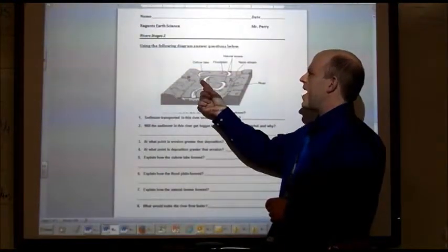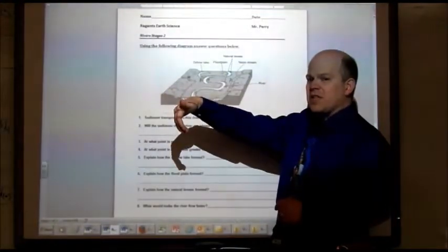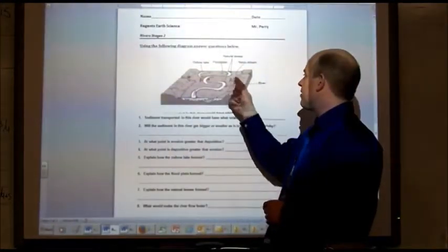So where is there more erosion on this diagram? More erosion occurs at X because it's on the outside of the turn, just like water slides. More erosion happens on the outside of the turns, less erosion happens on the inside of the turns. Okay?